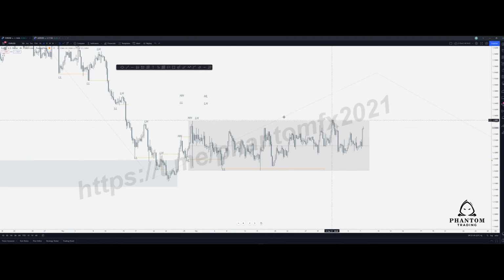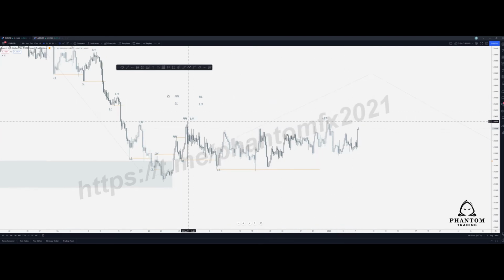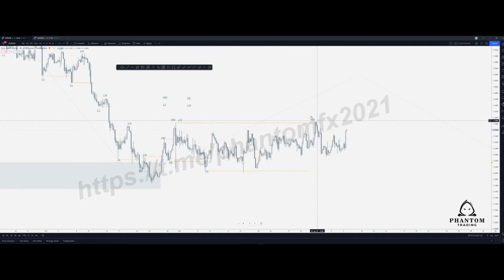What we end up getting is a higher high because price takes out this high here. Body closes above that. So now the expectation for price is shifted again. We're expecting higher highs. So if this is a higher high, where is our higher low?